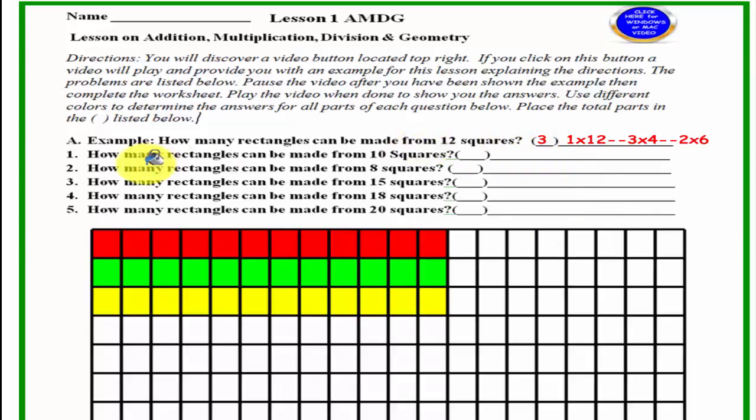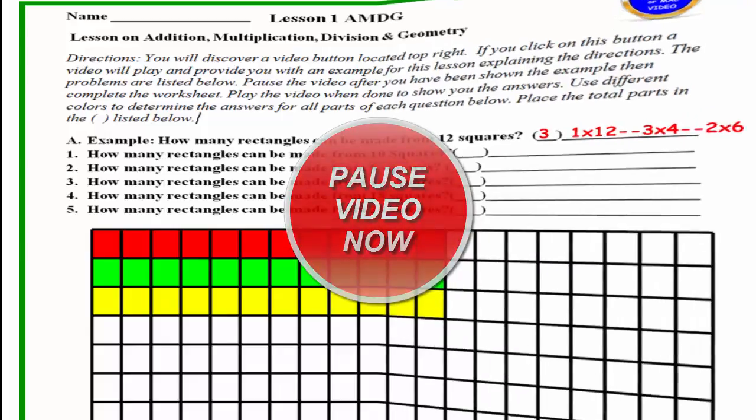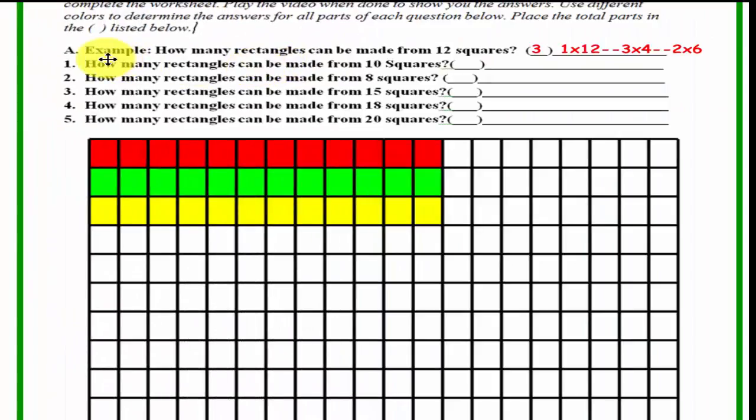And what we'd like to have you do now is, if you would please, pause the video. Complete the rest of these and put your total number of rectangles here, and then put how you break it down here. And if you want, you can use colors to help you out with the rest of them, just to make your job easier. If you would, please pause the video now. Thank you. Okay, let's see how well you did.